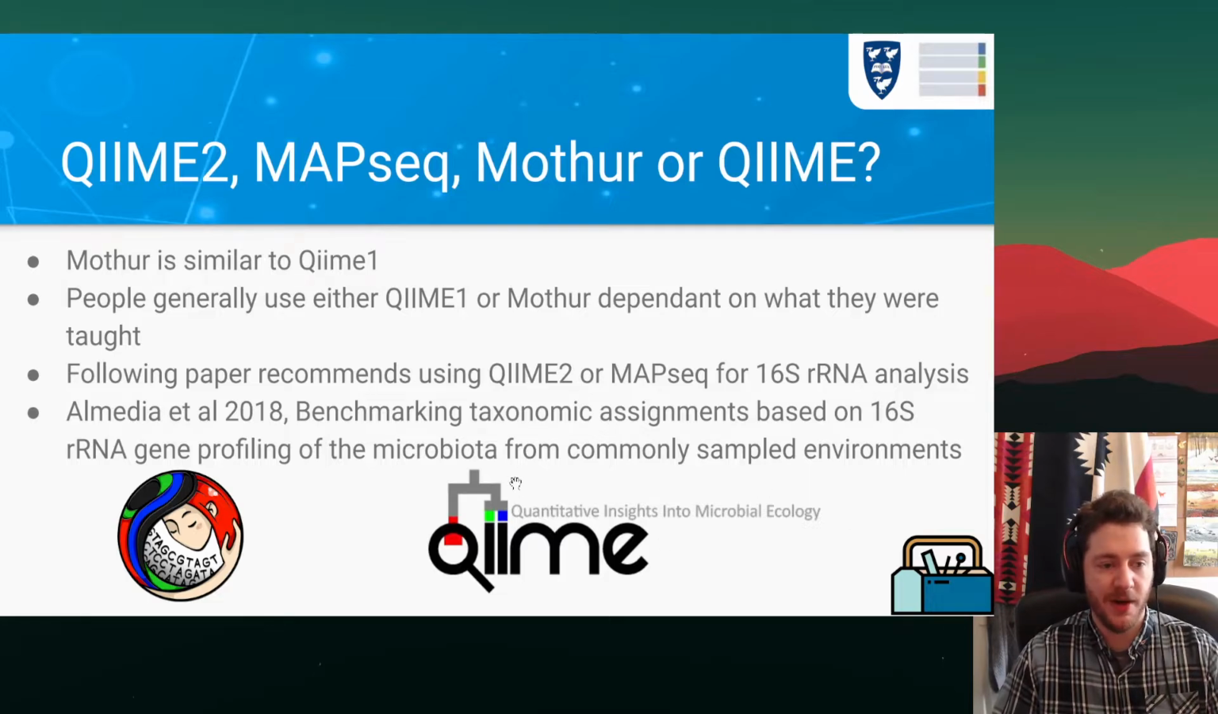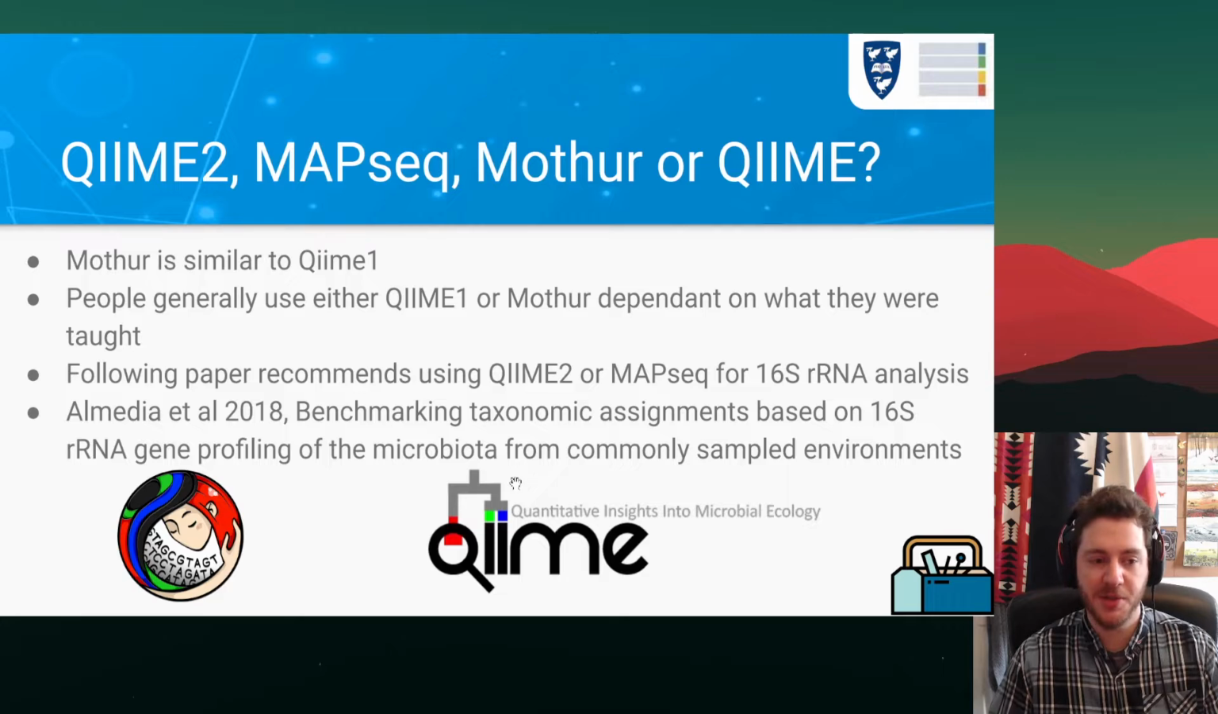The following paper recommends using QIIME 2 or MAPseq. I personally would say go for QIIME 2 because that's what I'm teaching you here, so you probably have a better understanding of it than MAPseq. There's also a lot more resources available for QIIME 2. A lot more people use QIIME 2 than MAPseq, so it's probably generally an easier tool to use in the long run anyway.